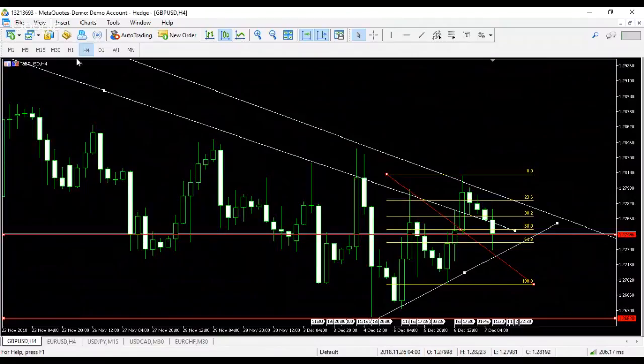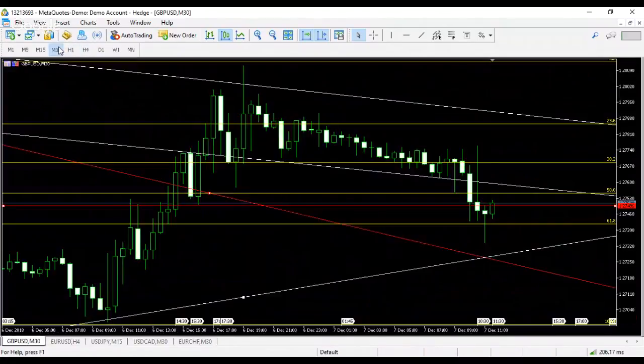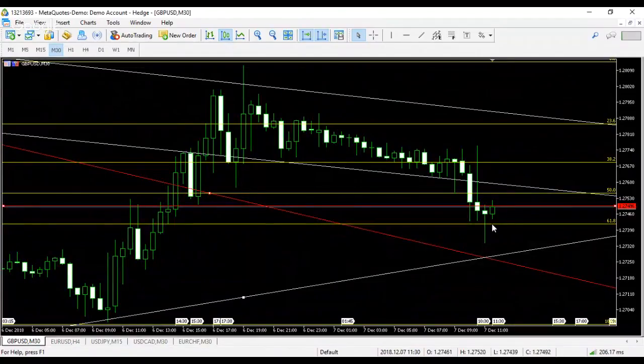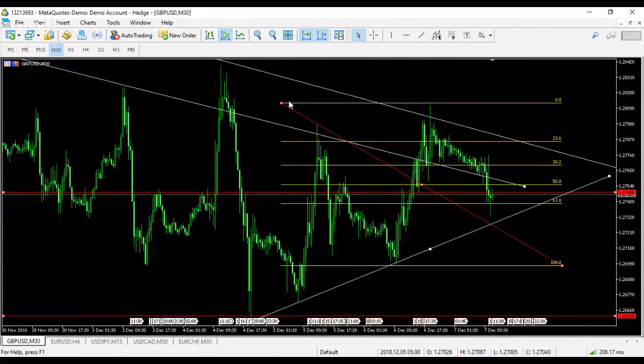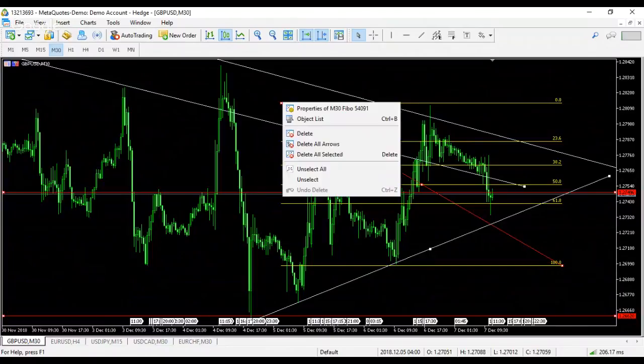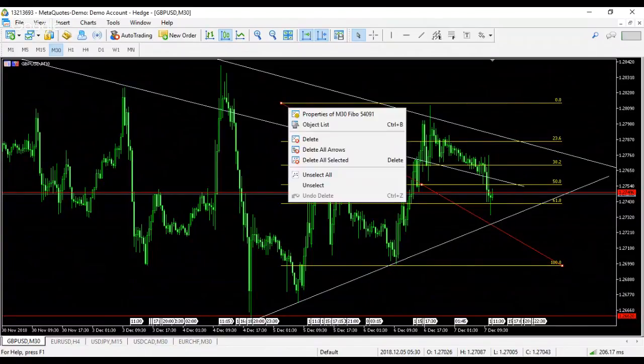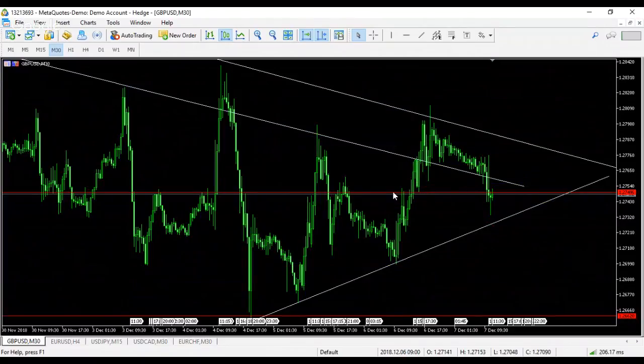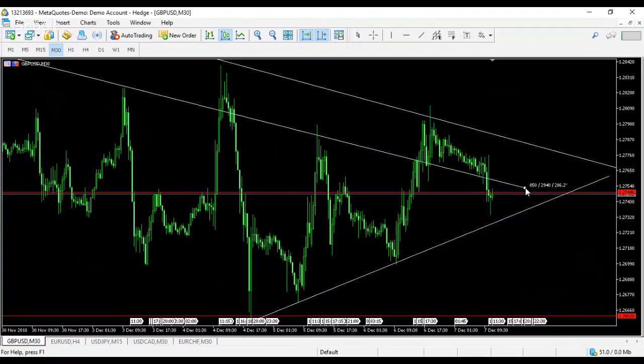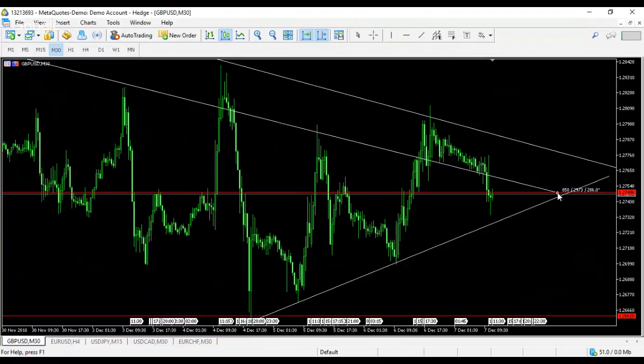I'm going to move in more, let's say to the 30-minute chart, and as you can see here, the chart is going up. Let me just remove the Fibonacci because it's a bit disturbing right now. I actually want you guys to see the beauty of this chart. Let me leave it for now.